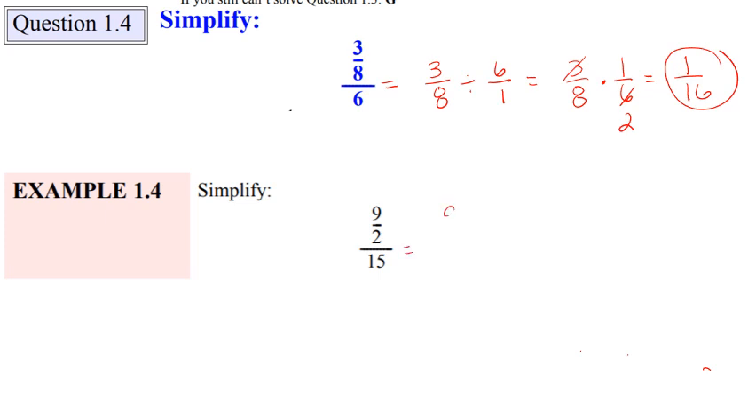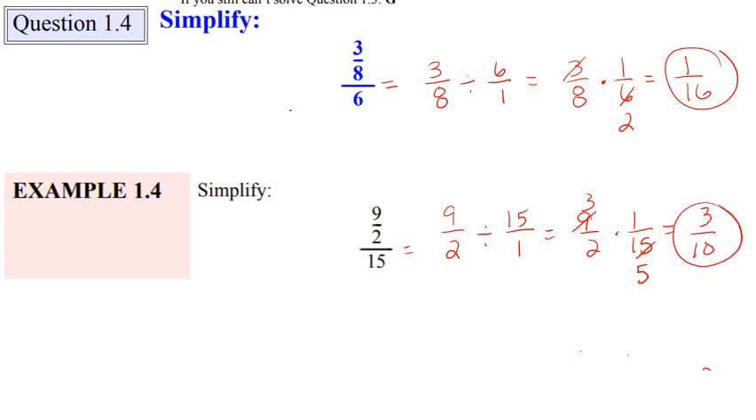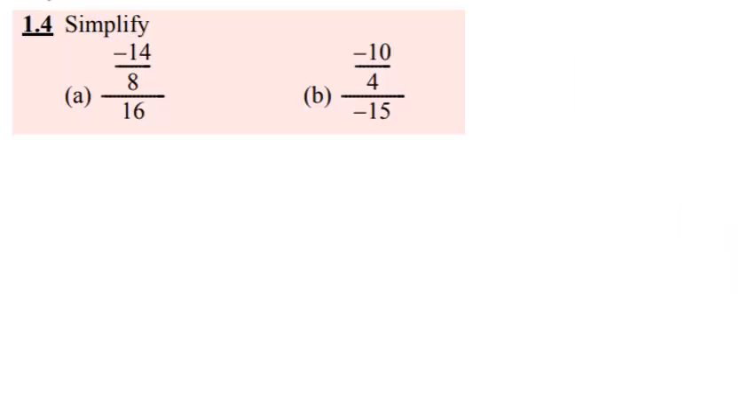Okay, next one, I have 9 over 2 divided by 15 over 1. So that's going to be 9 over 2 times 1 over 15, reduced by 3, and that'll be 3 over 10. Okay, please try this on your own.